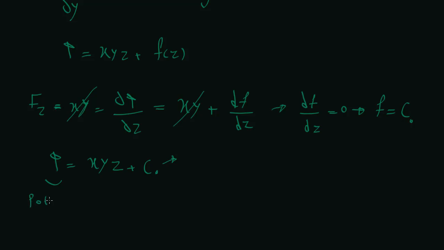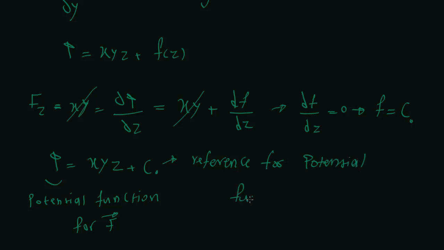And this c naught is basically the reference, compared to which we are measuring the potential function. So this is a reference for the potential function.